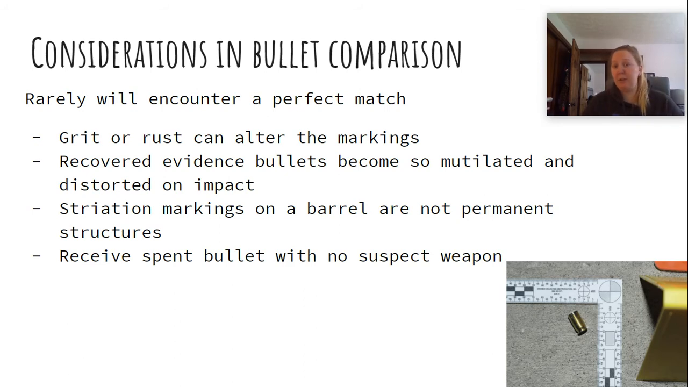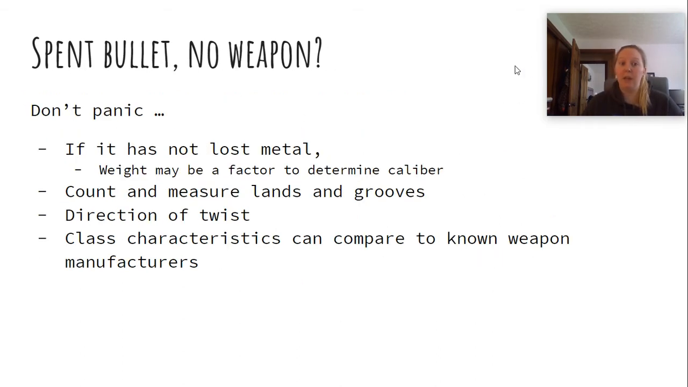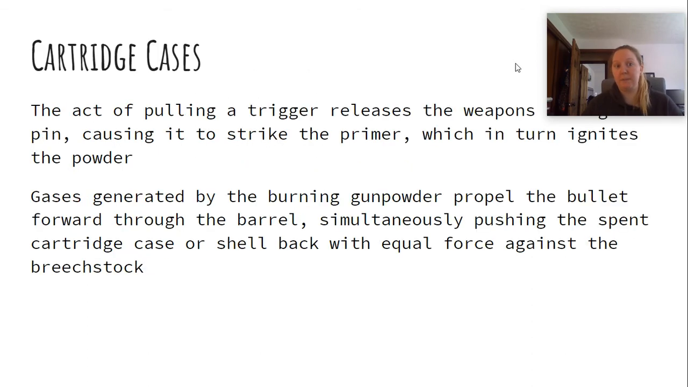Striation markings on the barrel are not always permanent structures and can change due to wear and tear, and often you receive a spent bullet without a suspected weapon. But don't panic if that last one happens. If it has not lost a lot of metal, we can do a weight comparison to determine the caliber. You can still count the measures of lands and grooves and determine the direction of twist, and use those class characteristics to compare to known gun manufacturers.